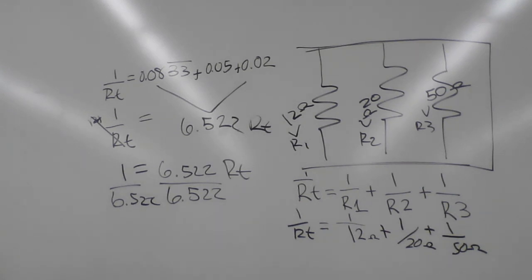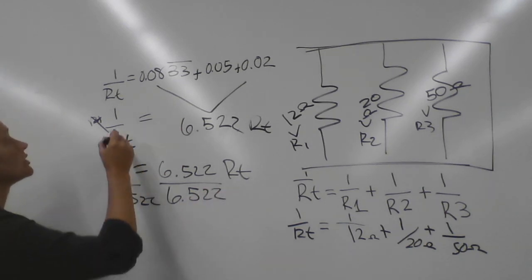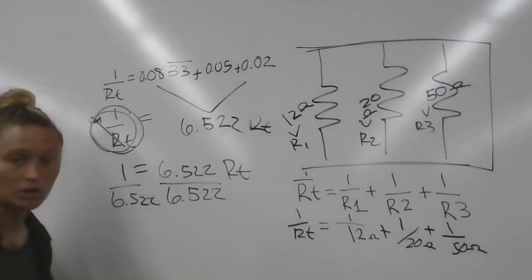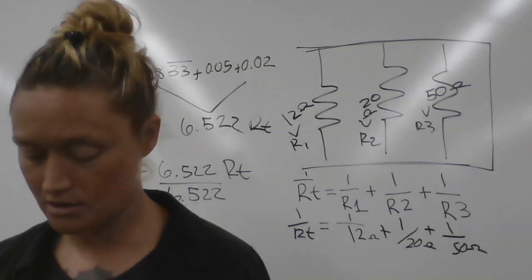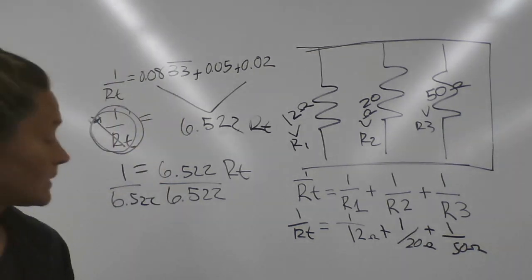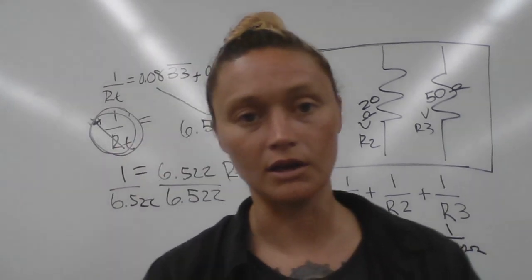Oh, I see. So the total came out to 6.522. Okay, so you guys can calculate that out, but the big part is don't forget this step, okay? This step right here. You want to move that RT over because you can't leave it as 1 over RT, okay?